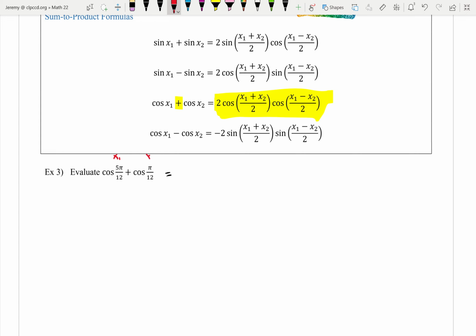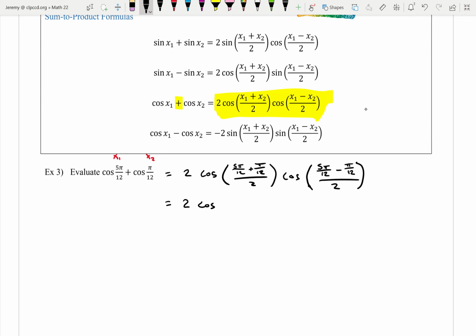And I'll label my x1 and my x2 just to make sure I don't confuse myself and write something in the wrong place. And let's just plug it into the formula. So 2 times cosine of x1 plus x2 over 2. So 5 pi over 12 plus pi over 12 divided by 2, like that. Times cosine of now the difference, 5 pi over 12 minus pi over 12, whole thing divided by 2. So we've got fractions inside of fractions, so I'm always extra careful when I have nested division like that.